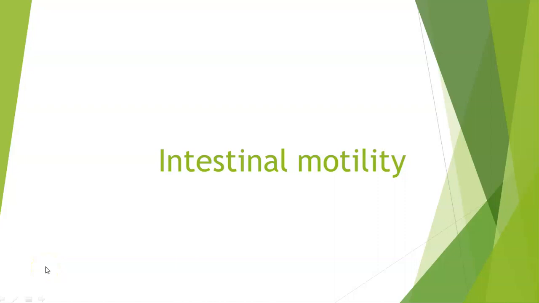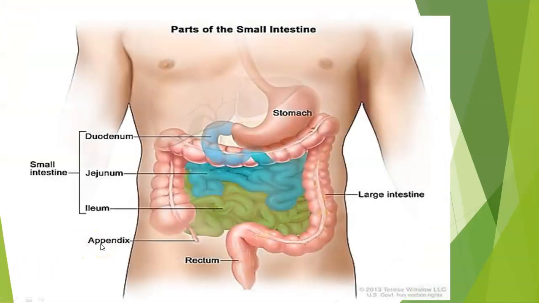Good evening everyone. Today we are going to discuss intestinal motility. First we have to know about the parts of the small intestine. The first part is the duodenum, next is the jejunum, and the terminal one is the ileum. The ileum opens into the large intestine through the ileocecal sphincter.